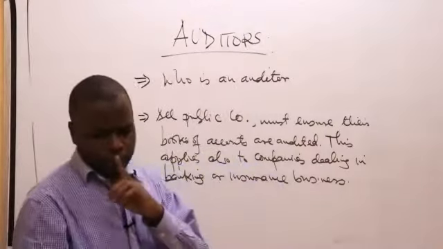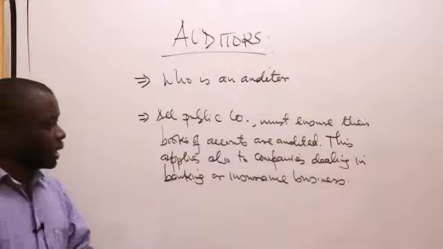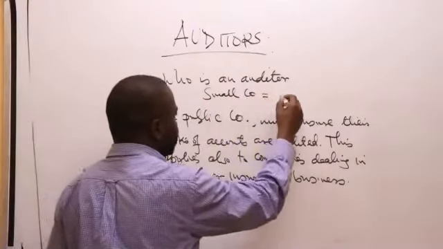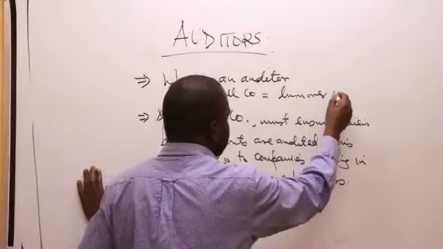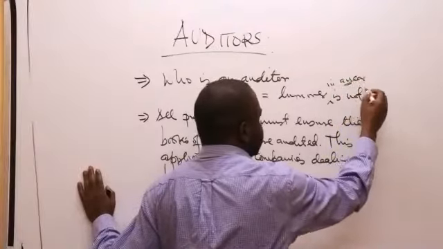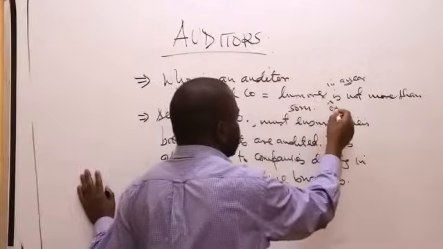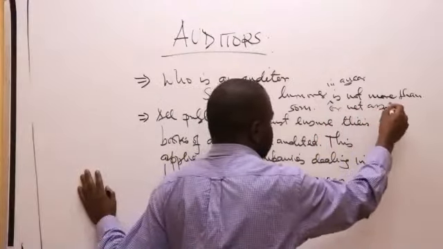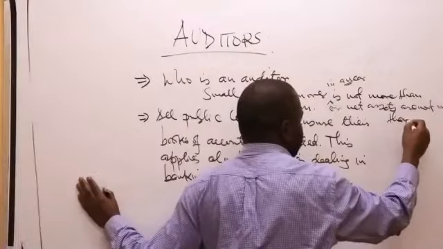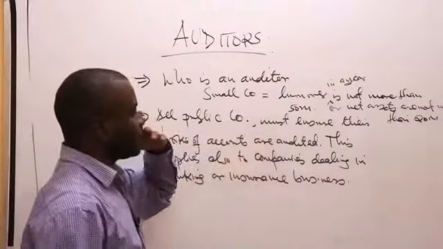So the threshold for ascertaining whether a company is a small company: a small company means that the turnover in a year is not more than 50 million, or the net assets are not more than 20 million. In such a case, such a company will be categorized as a small company. So it is a small private company.